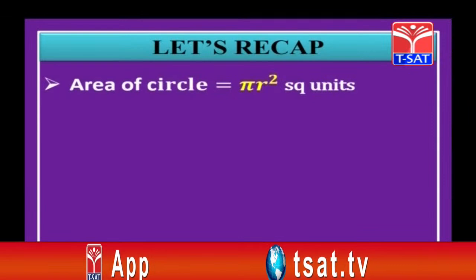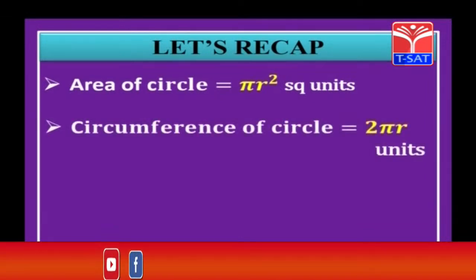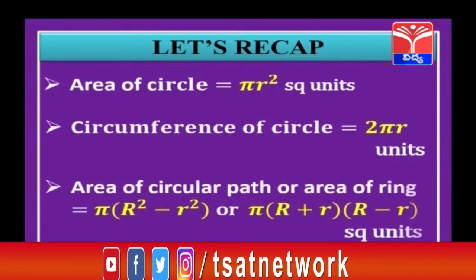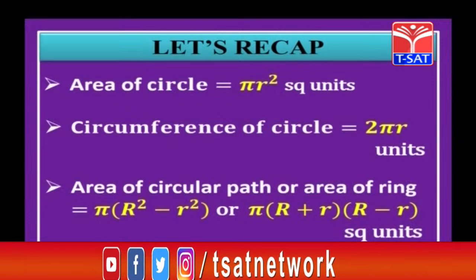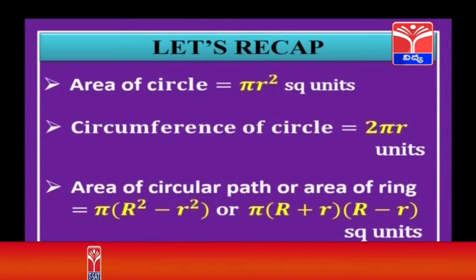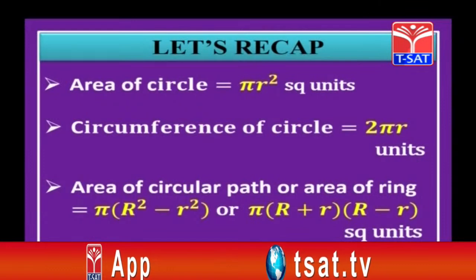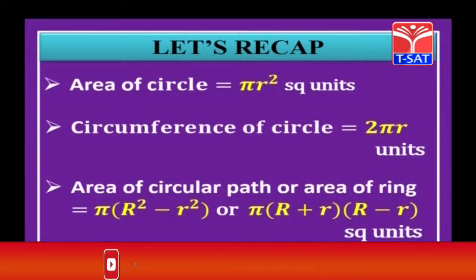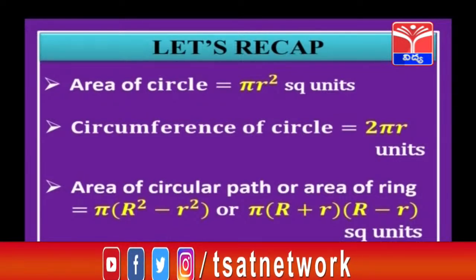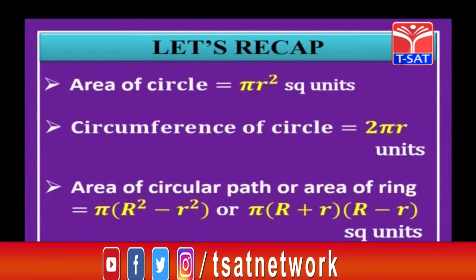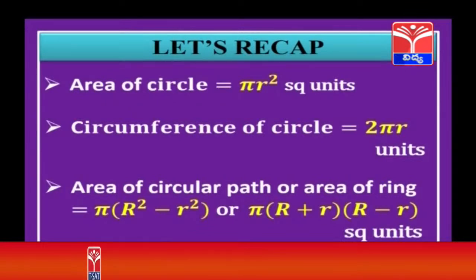Area of circle is given by pi r square square units. Circumference of circle is given by 2 pi r units. Area of circular path or area of ring is given by pi into capital R square minus small r square, or pi into capital R plus small r into capital R minus small r, where capital R is the outer radius and small r is the inner radius.